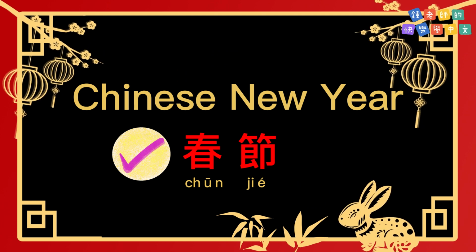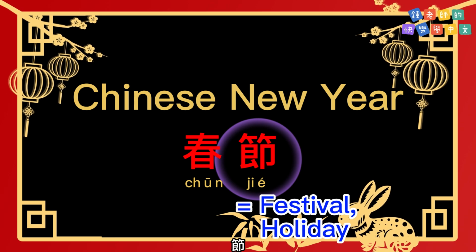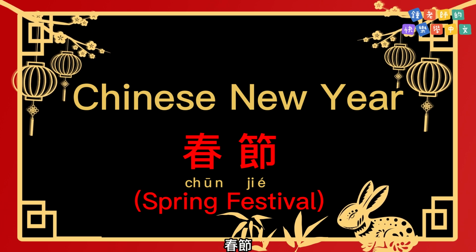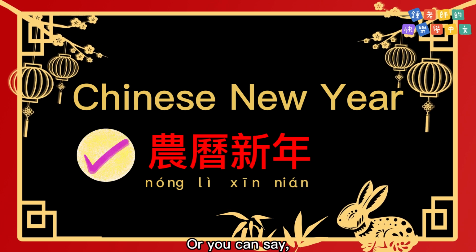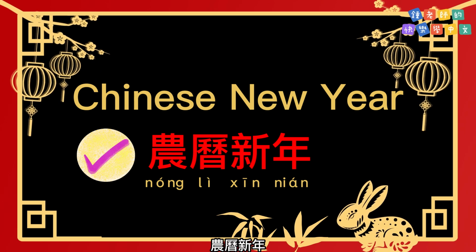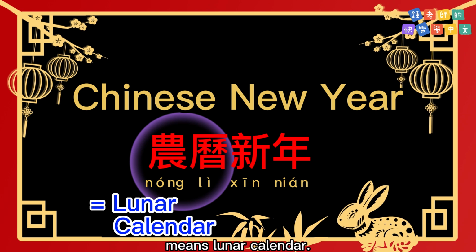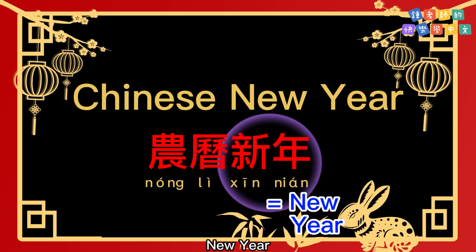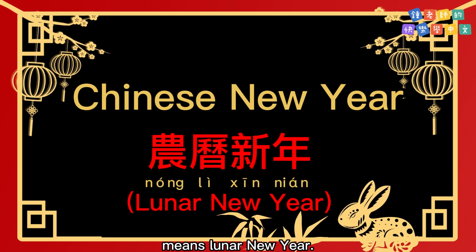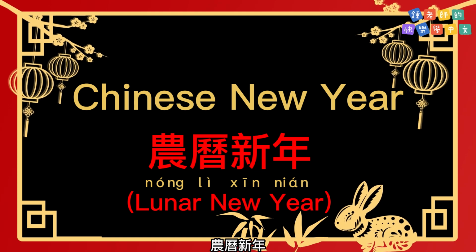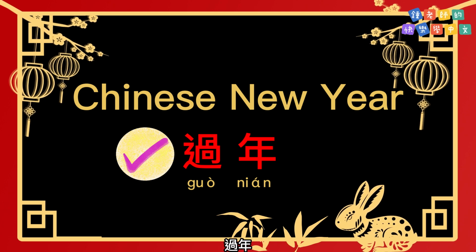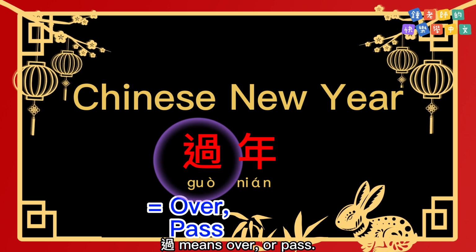春节. 春 means spring. 节 means festival or holiday. So 春节 means spring festival. Or you can say 农历新年. 农历 means lunar calendar, 新年 again, new year. 农历新年 means lunar new year. You could also say 过年. 过 means over or pass.